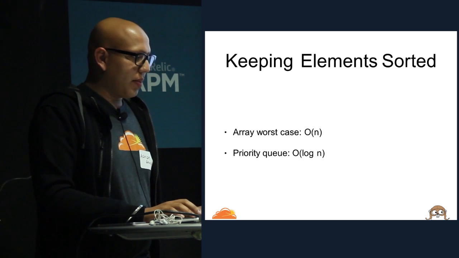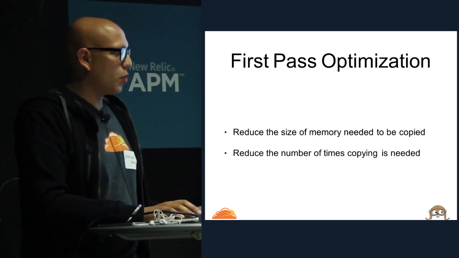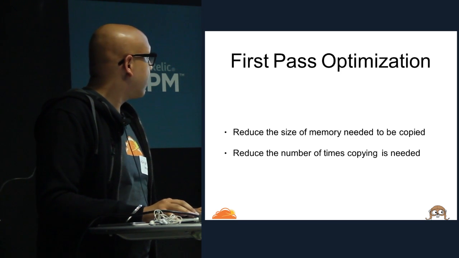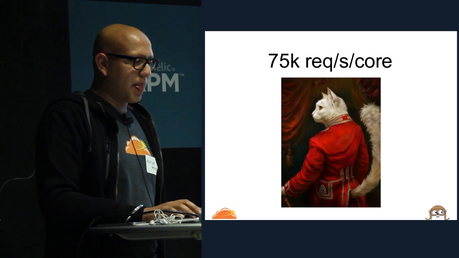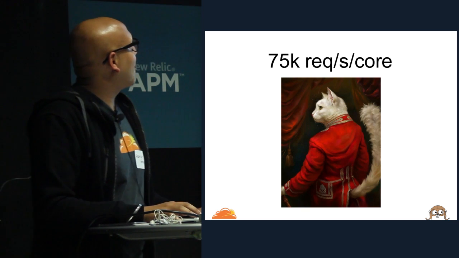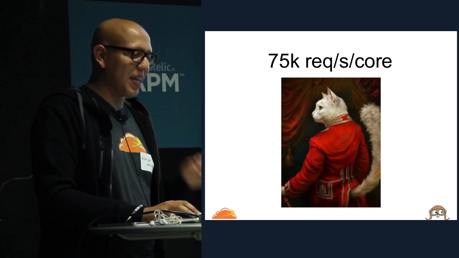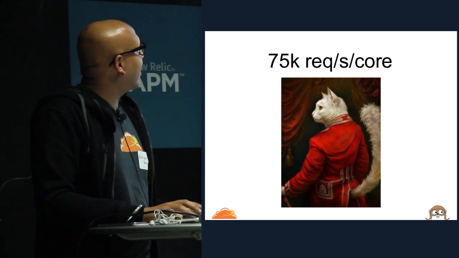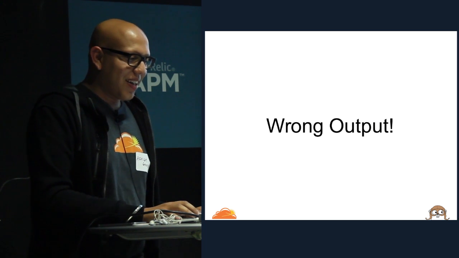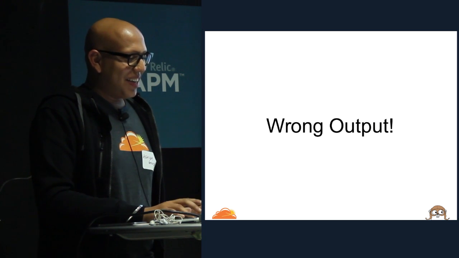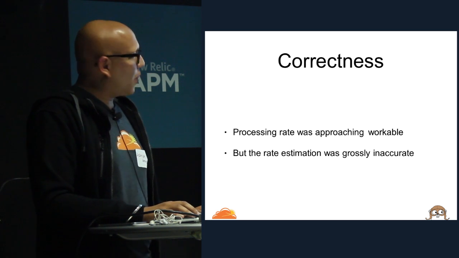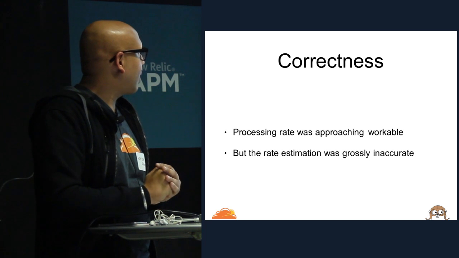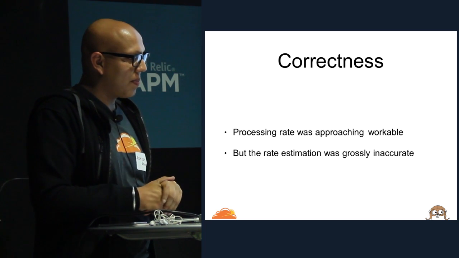So that was one improvement that could be done. The first pass of optimization involved basically copying pointers and reducing the number of times you do copying. That turns out to be pretty awesome, and it took me to 75 requests per second per core. I was really excited, I was really happy. Turns out the output was wrong. The processing rate was approaching workable, it was not yet workable, and now I had this junk output.